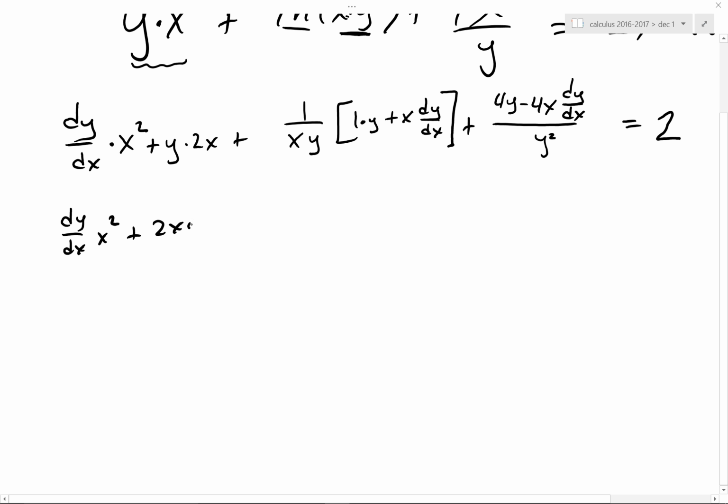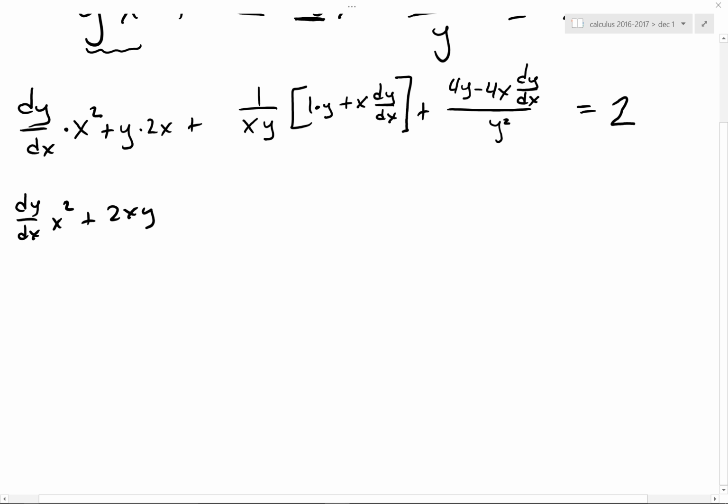I'm going to write this 2xy because it bothers me when it's not in alphabetical order. And yes, I realize that makes me a bit of a hypocrite for some other things. I know, Levi, so whatever.